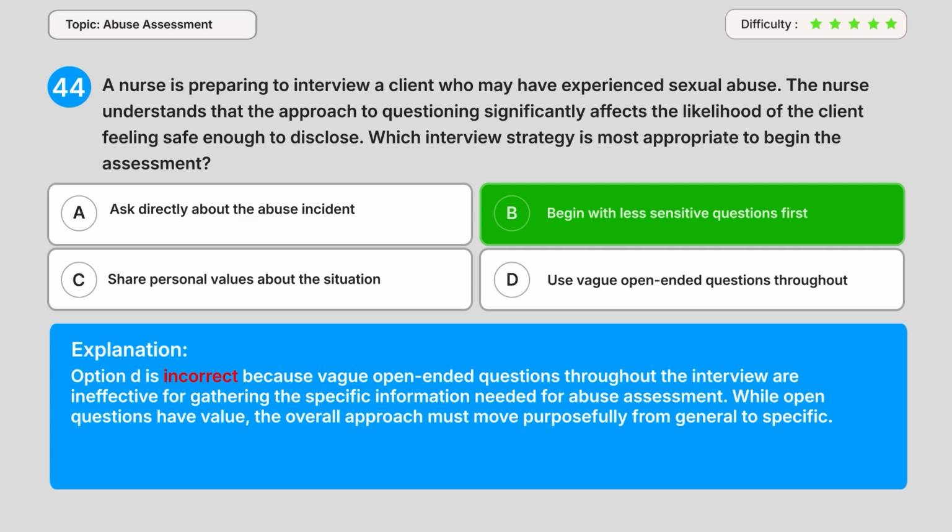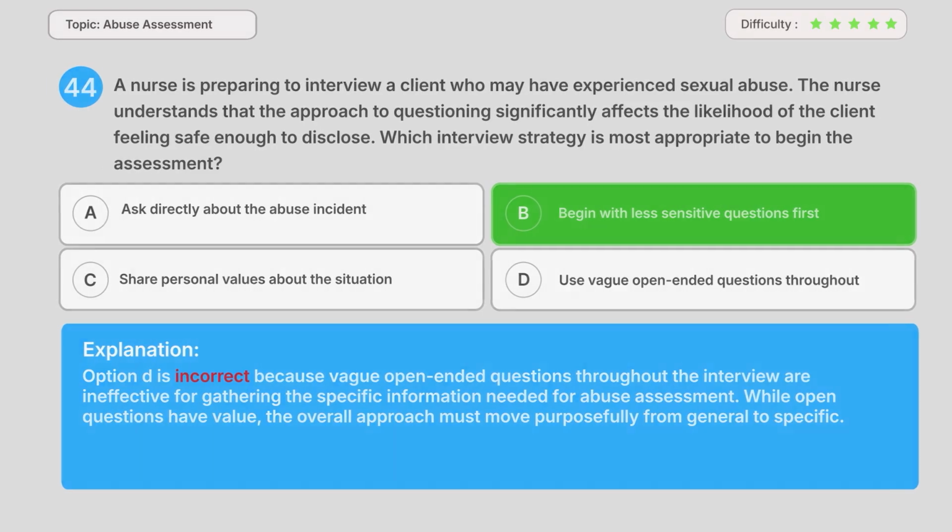Option D is incorrect because vague, open-ended questions throughout the interview are ineffective for gathering the specific information needed for abuse assessment. While open questions have value, the overall approach must move purposefully from general to specific.